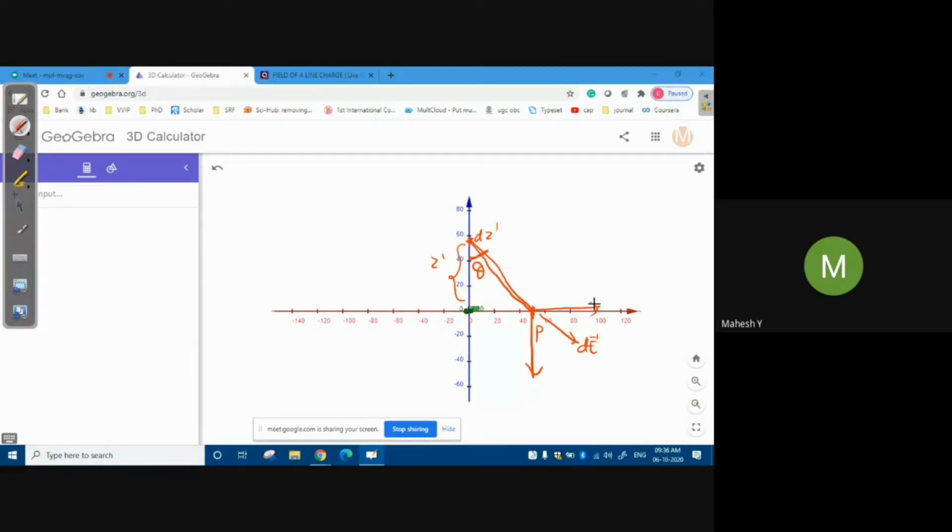then we have what here? If this is angle theta, what is this angle? Two lines are parallel. This angle is theta. What is this angle? Theta. Yeah, very good. So what is this component? dEz. And what is this component?